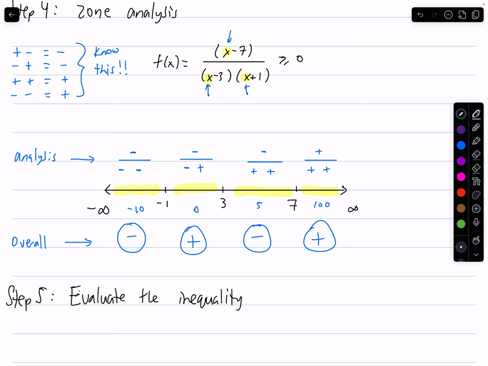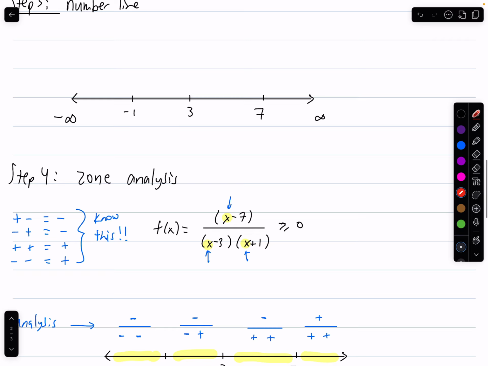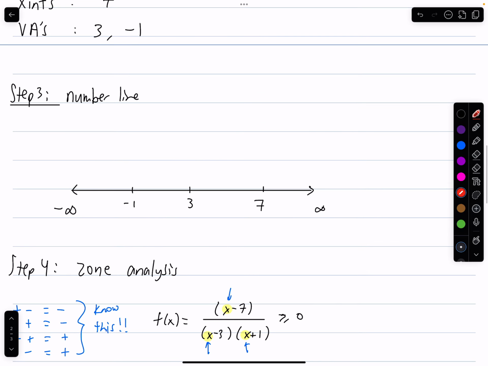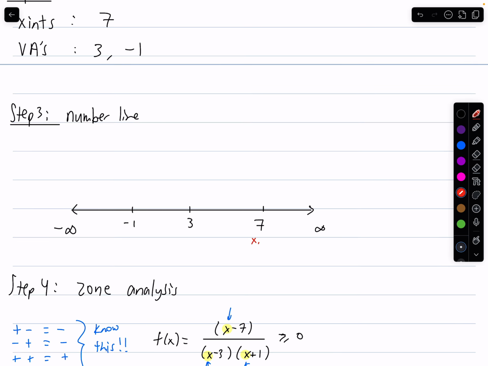And I want to actually mention something here that I forgot to mention in step 4. Whenever we label the number line, step 3, we want to actually label what is an x-intercept and what is a vertical asymptote. And this is going to play a big part later on. Because x-intercepts mean that the graph actually touches that point. But a vertical asymptote means that the graph doesn't touch that point because it's an asymptote.